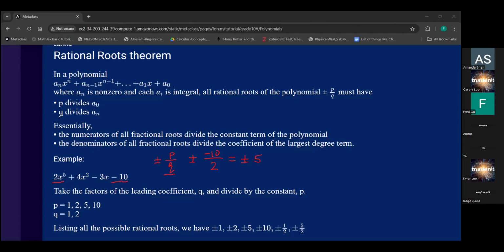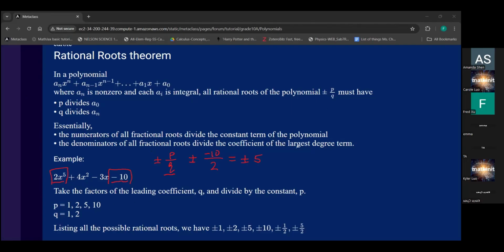Or sorry, I made a mistake here. The q can be any of the factors of these two terms. My mistake. So this is still one of the possible ones, right?